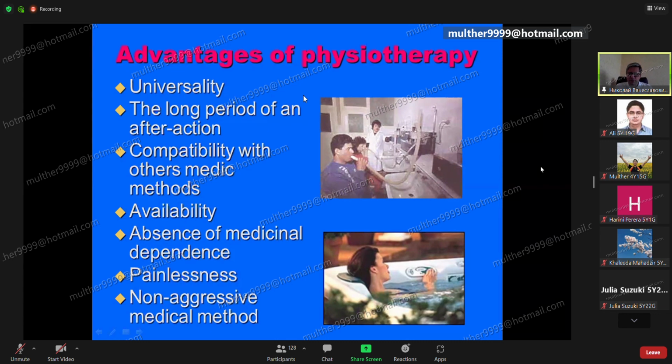Another, of course, important advantage is compatibility with other medical methods in a therapeutical program. Good compatibility, for example, of drug treatment with inhalation procedure for patients with COPD, or also injections with physiotherapeutical application of electromagnetic fields or magnetotherapy for patients with joint problems, with arthrosis, arthritis.